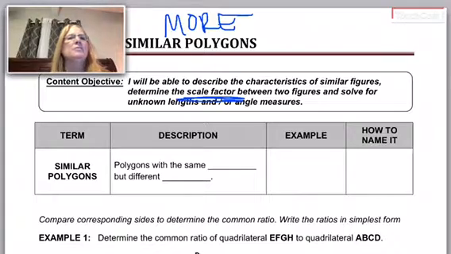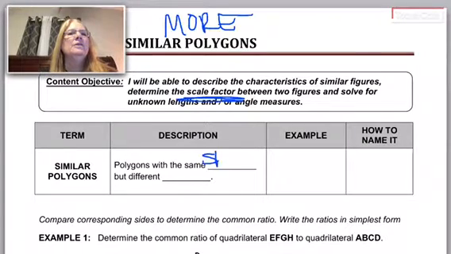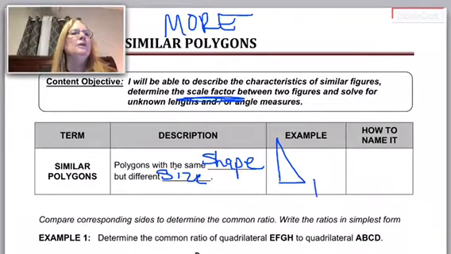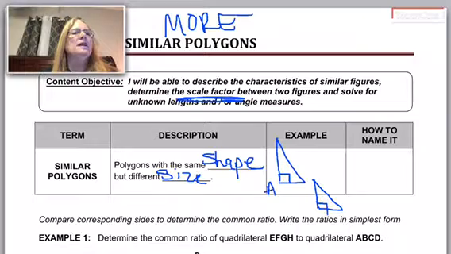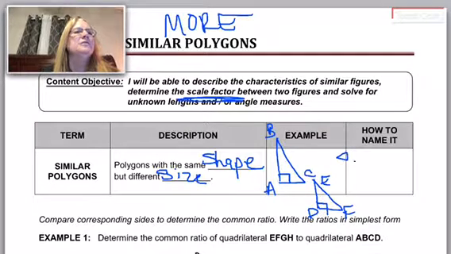Similar polygons are polygons with the same shape and different size. So if we had two right triangles, and if those right triangles were similar, all of the corresponding angles are congruent and the sides are proportional. So if this triangle was ABC, and if it was similar to triangle DEF, we could write a statement saying triangle ABC is similar to triangle DEF.